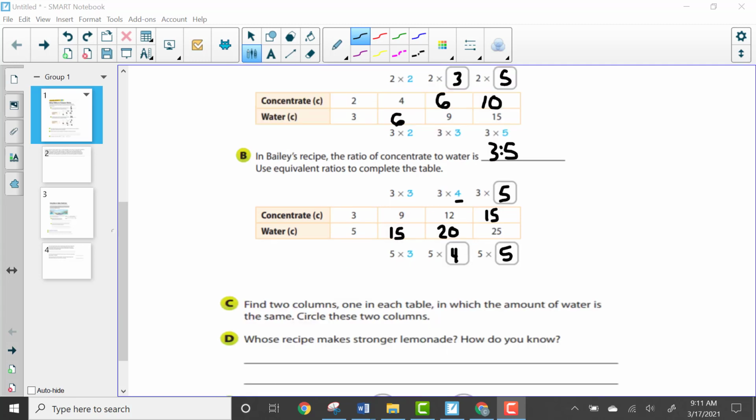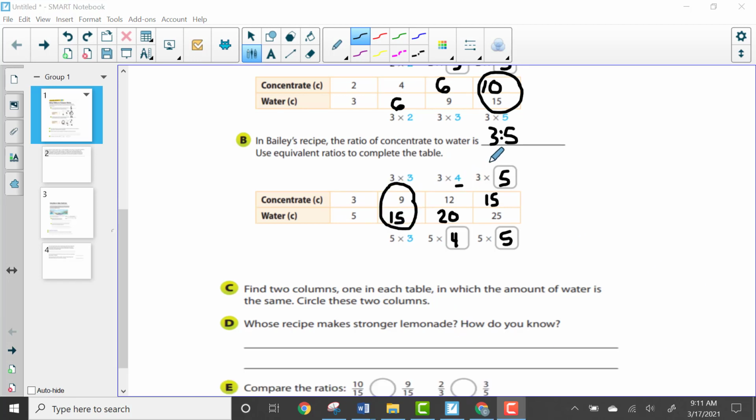So now for letter C, it says find 2 columns, one in each table, in which the amount of water is the same, and circle these 2 columns. What we can see here is water 15 cups, and then we see the water down here 15 cups, so we can circle both of these. And whenever you're taking a look at ratios, whenever you have the same number for one of the terms, you can see 15 cups of water, 15 cups of water. Now you can answer some real world problems and make some comparisons.